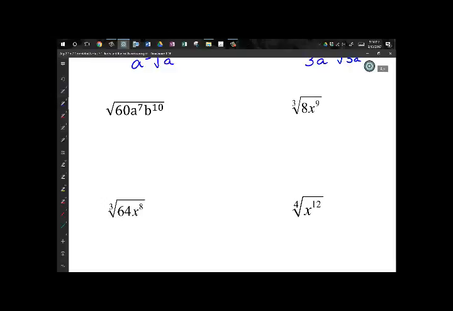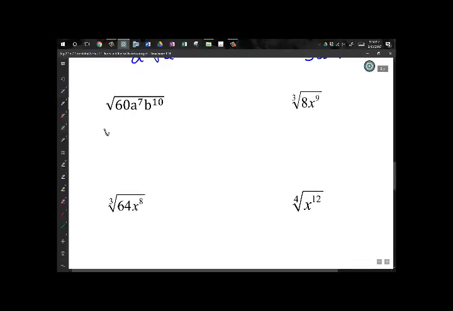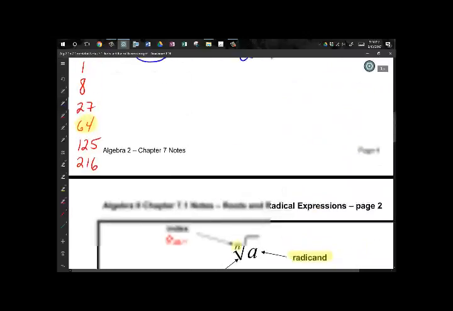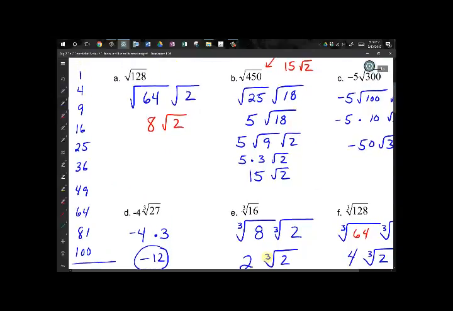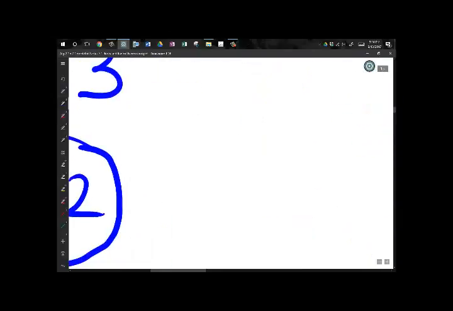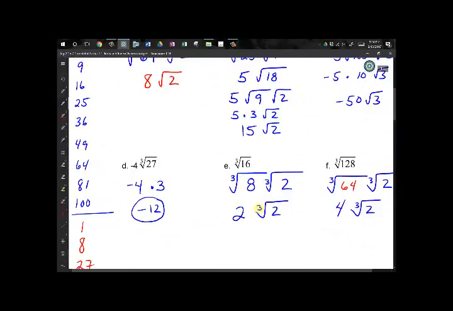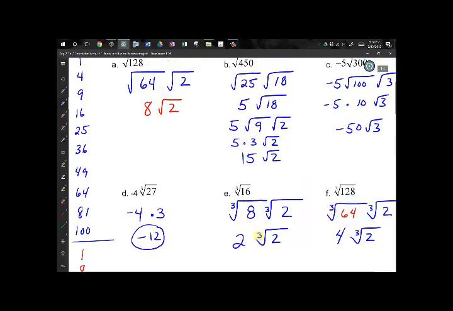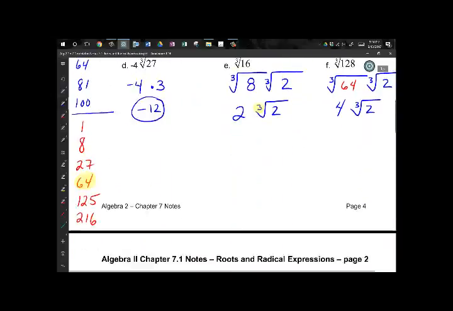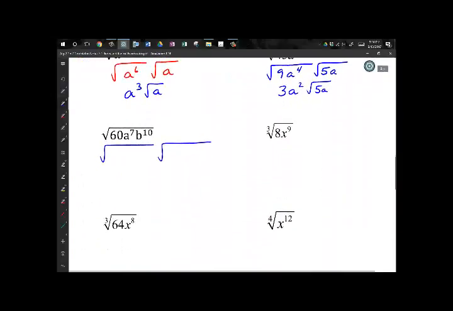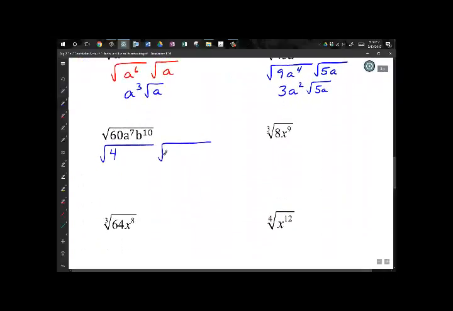60, a to the 7th, b to the 10th. A perfect square that goes into 60. Well, if we go back to our perfect squares from before, do any of these go into 60? 49 certainly doesn't. 36 certainly doesn't. 25 doesn't. 16 doesn't. 9 doesn't, but 4 does. So 4 times 15 is 60.